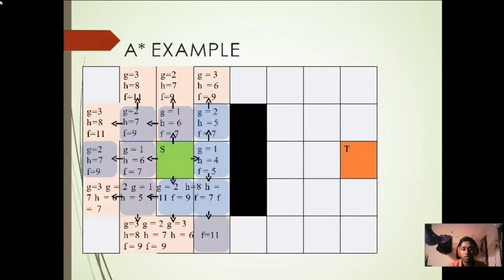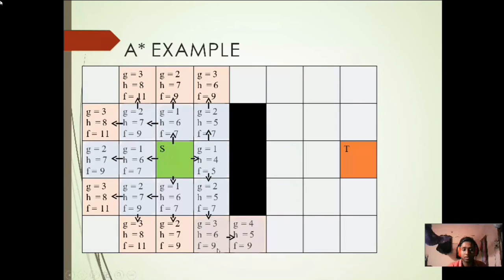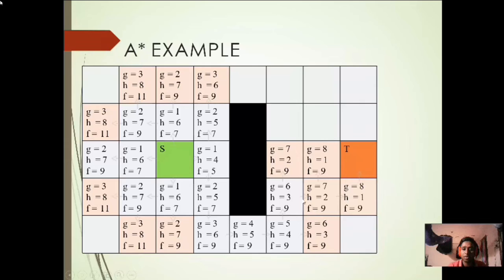You can see that the value of f remains small, here 9, and we will still move in that direction only. After following this procedure we will achieve the shortest path, and we can reach the destination T.